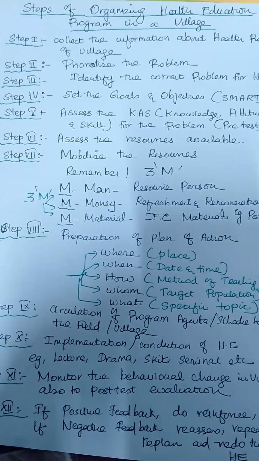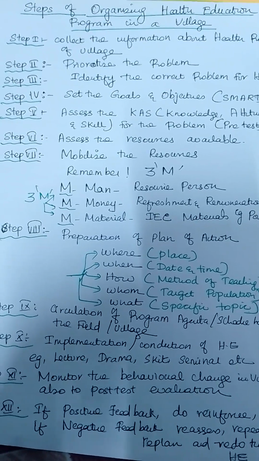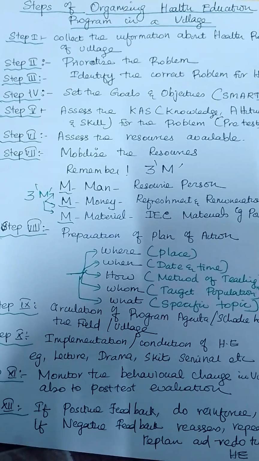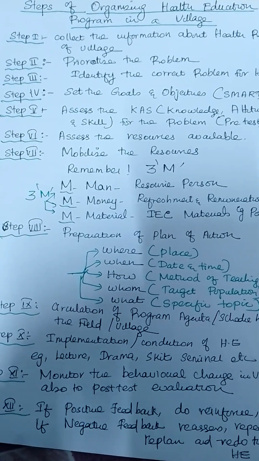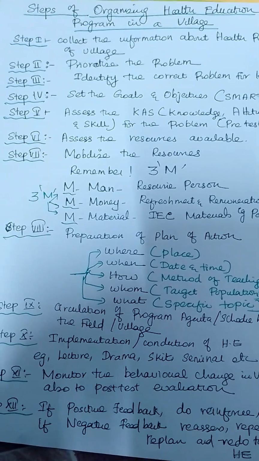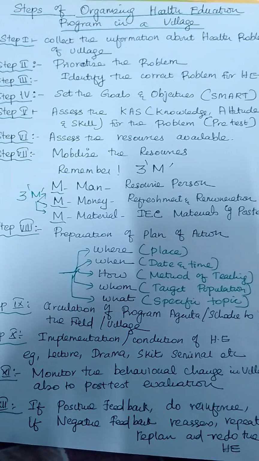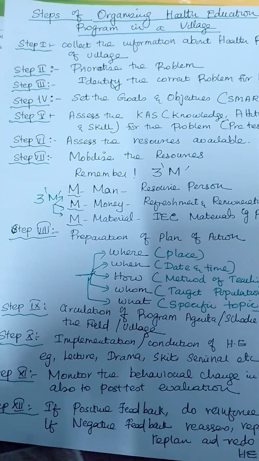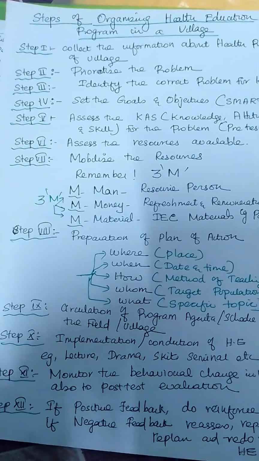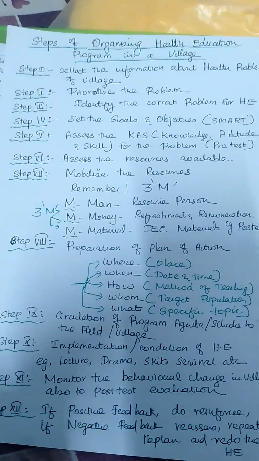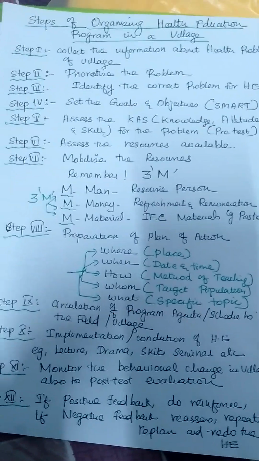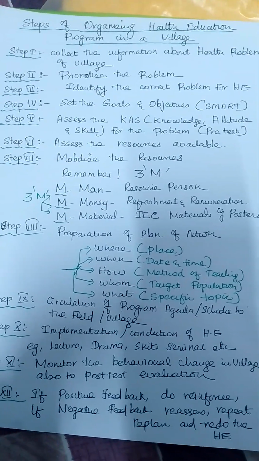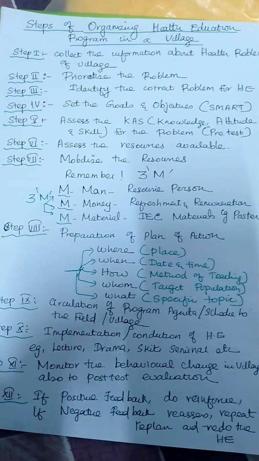Prioritize the problems. How do I prioritize? First list down the problems before prioritizing. Then, list them and note how many people are affected. Communicable diseases are given more importance first than non-communicable diseases. Correct? That is called prioritizing. Then the third step is to identify the correct problem for health education.